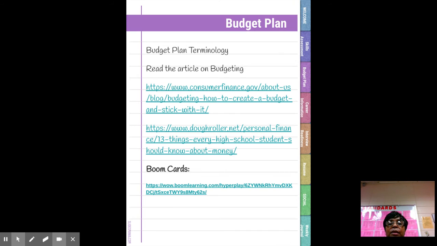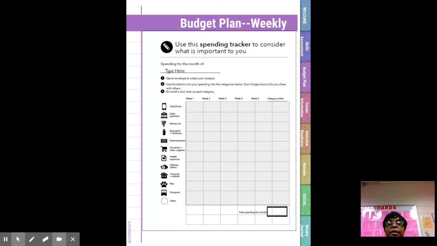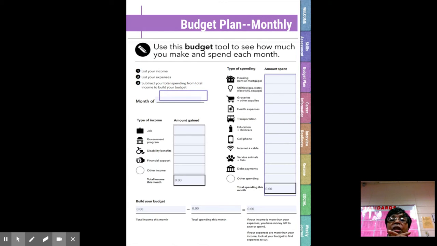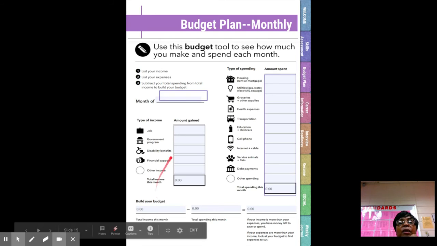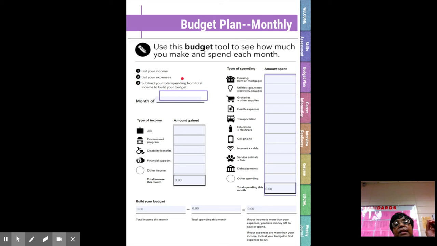I'm going the wrong direction. Let's see. Here we go. Okay, so the next plan is your budget plan monthly. Use a budget tool to see how much you make and spend each month. So this is going to tell me what the month is for, which is the month of December. How much money do you gain on your job? So what you're doing here is listing your income and your expenses. When you subtract your income out from your expenses, this lets you know how much money you have left for the month. Okay. So subtract your total spendings from your total incomes to build your budget.